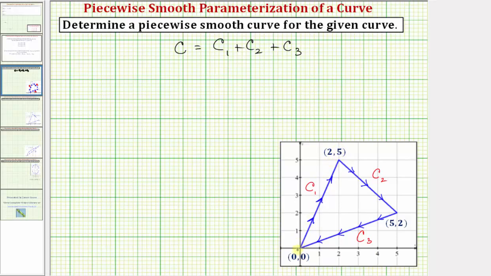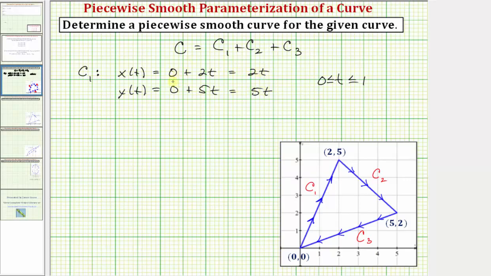Notice how the x-coordinate increases from 0 to 2, and the y-coordinate increases from 0 to 5. So one way to parameterize curve C sub 1 would be to let x of t be equal to 0 plus 2t, and let y of t be equal to 0 plus 5t, where t would be on the closed interval from 0 to 1. Of course, we can simplify x of t to just 2t, and y of t to just 5t.